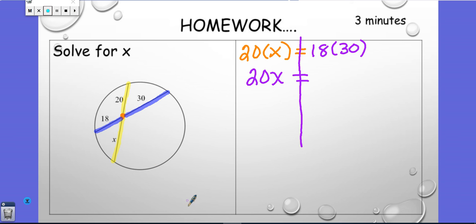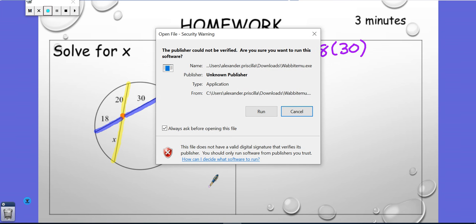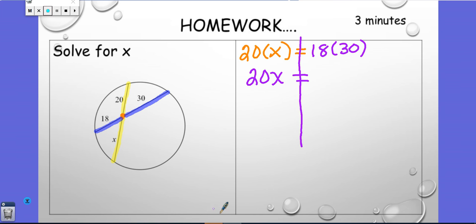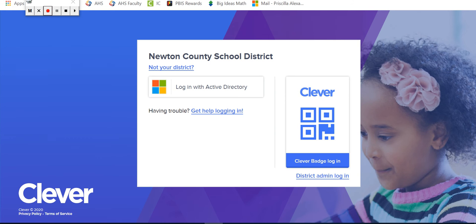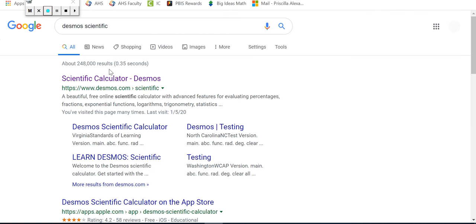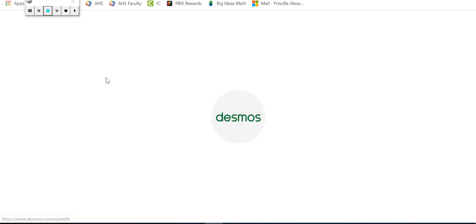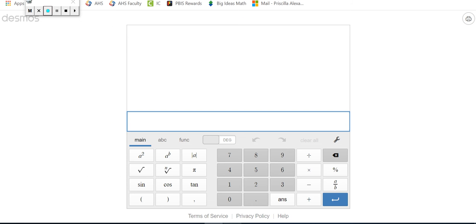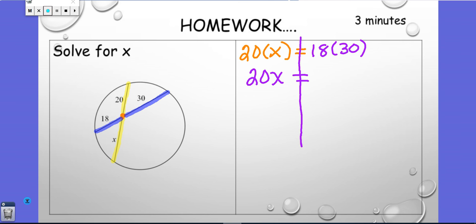In this case, I'm going to use a graphing calculator. Those of you that don't have a graphing calculator at home, you can go to Google and type in Desmos Scientific Calculator, because this is what you'll be able to use on the EOC. And here's the calculator. So we need to do 18 times 30, and that's 540. So we get 540 on this side.